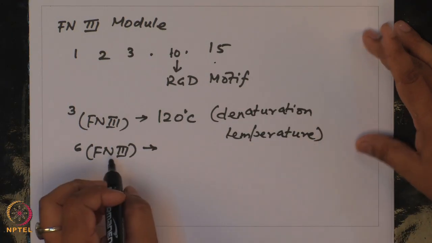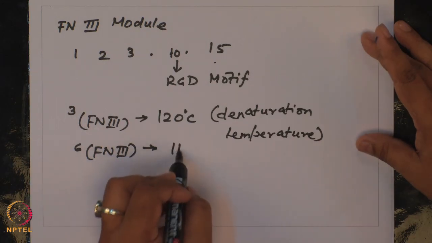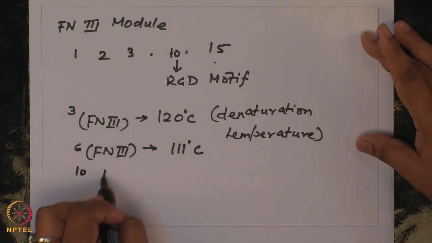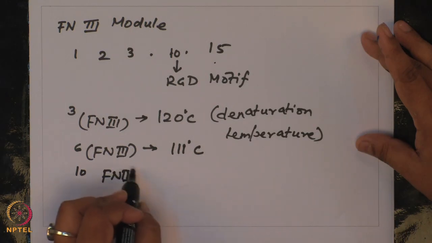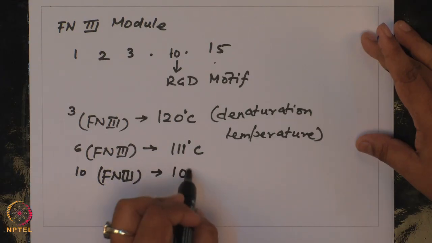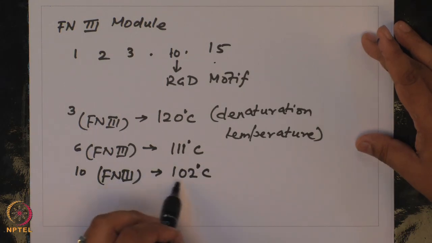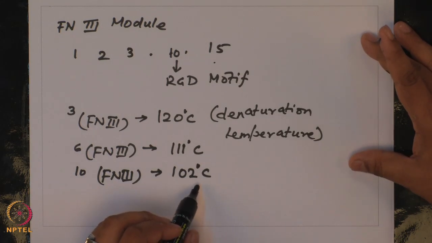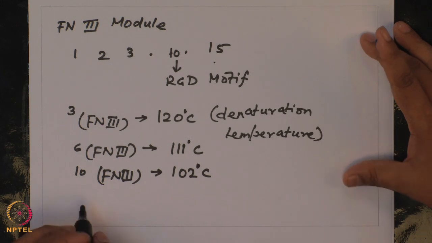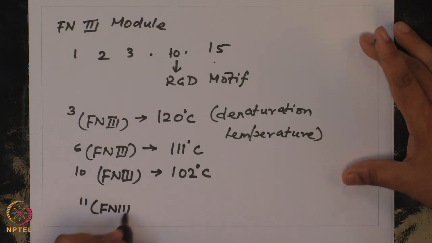The sixth domain of FN3 denatures at around 111 degrees Celsius. Similarly, the 10th domain of FN3, which contains the RGD binding sites, unfolds at 102 degrees Celsius, and so on and so forth. In this way, the weakest among the domains is the 11th domain of the FN3 module, which denatures at 48 degrees Celsius.